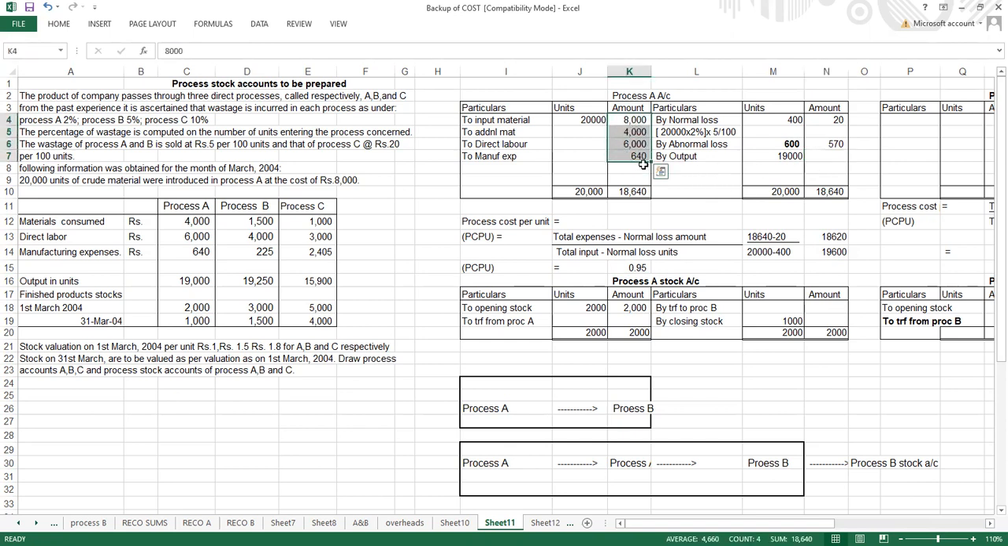Let me check the debit side. It is 18,640. Okay, I have put the formula, so I already got the value. Now from this, I'll remove 20 and 570. Clear? So I'll do that. Against output, I'll write plus 18,640 minus 20 minus 570. Okay, I got 18050 as output. I hope this is clear, students.